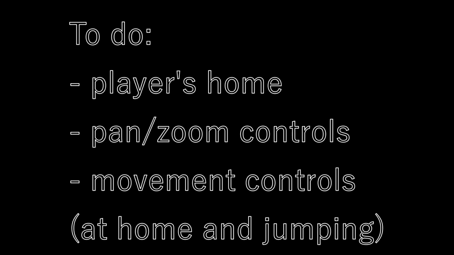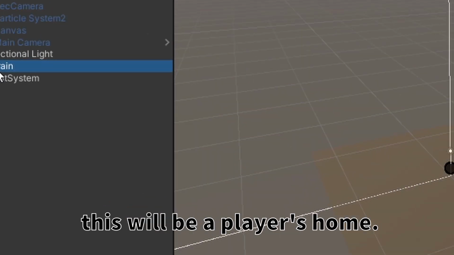Alright. So today's goal is to make our player's home, implement pan and zoom mechanics, and make our player move at home, and jump when running through the freaking fields. So I made a new scene in this terrain. This will be a player's home.